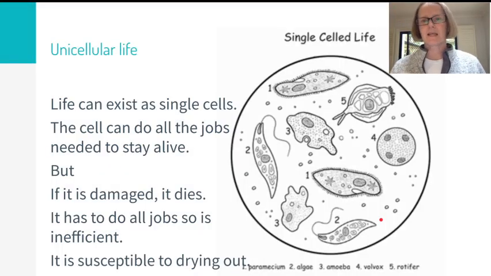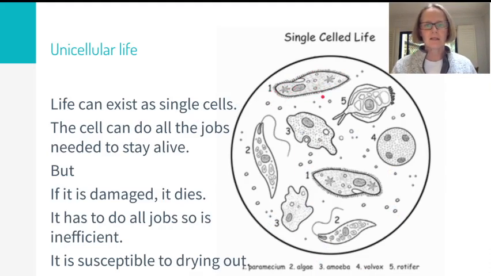Now, cells can actually survive on their own, and there are things called single-celled, unicellular life forms or unicellular organisms. So it is possible to live, usually in water, as one cell. And here are some examples. Number one is a paramecium. You can see that in pond water. You can see its little nucleus there and its cell membrane around the outside. It's got some organelles inside.